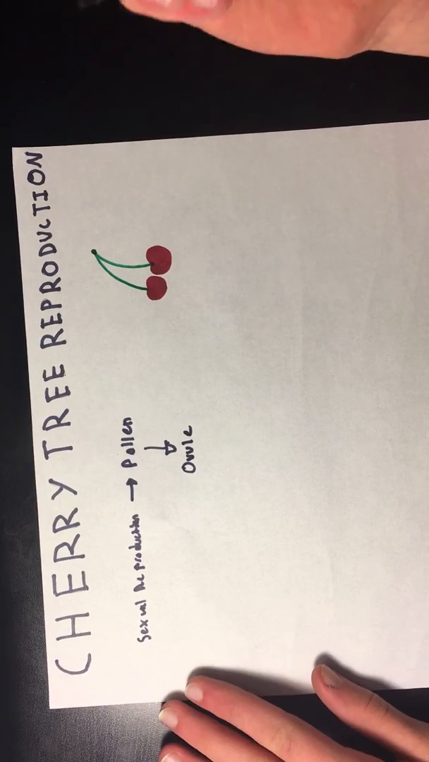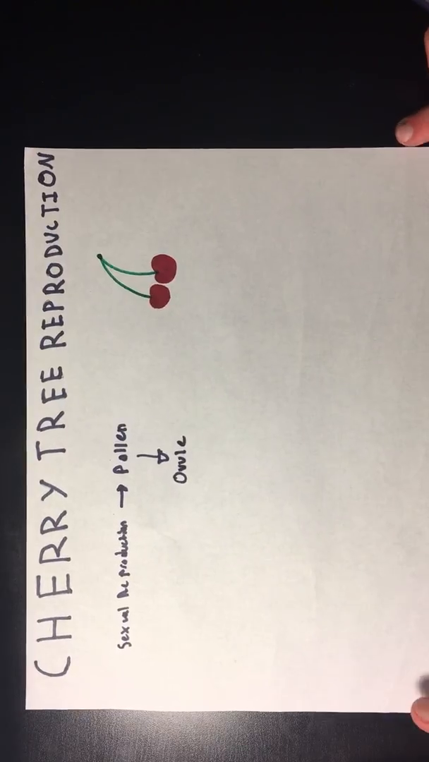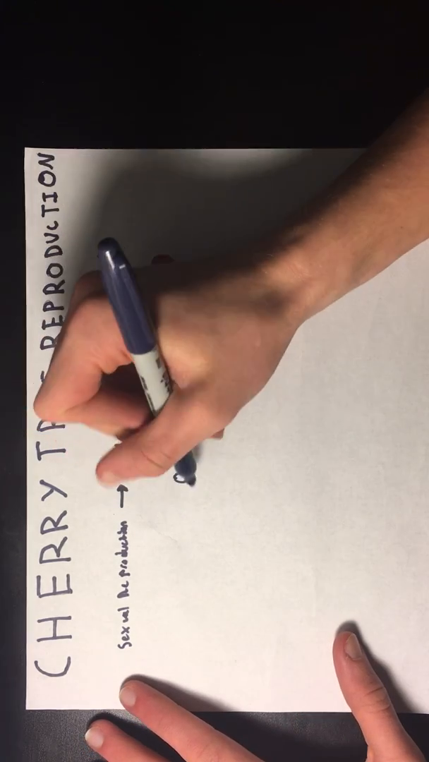in the flower buds, where the eggs are stored, and from there the egg and sperm come together to form a seed.